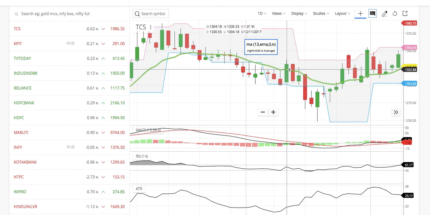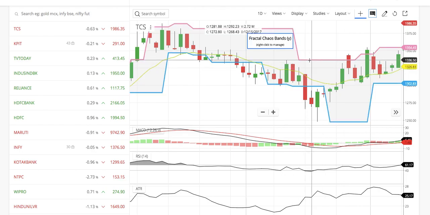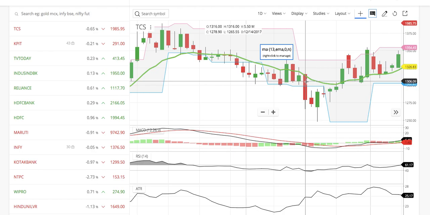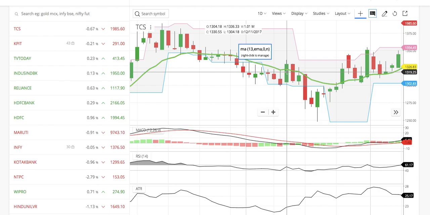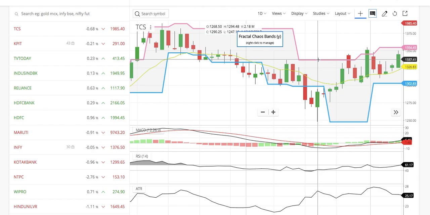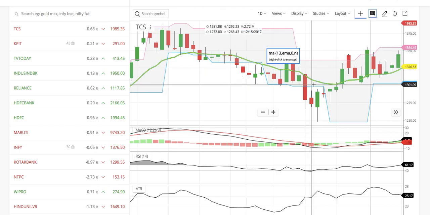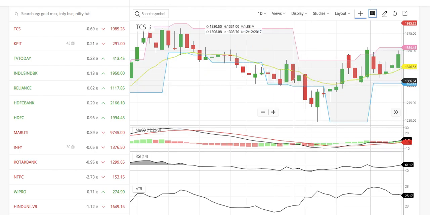Entry is the high of this fractal, which is also this line, which is 1336 or 1337. That's the entry. And the stop loss is going to be the low of the candle that gets broken. The low of this candle is 1304, and the high of this is this line, which is 1337. So that's our entry.